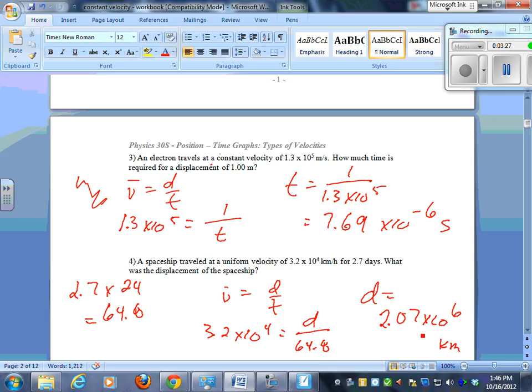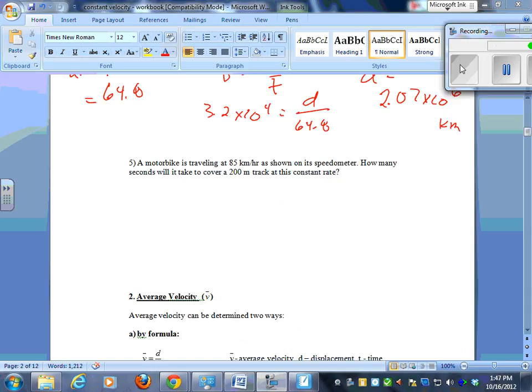Positive 6. This time I got a motorbike traveling at 85 kilometers an hour as shown. How many seconds will it take to cover a 200-meter track? I got kilometers an hour and I got meters. What should I convert? Meters per second. Okay, you could do it in kilometers if you want. But it does say how many seconds, so I should probably be working in meters per second.